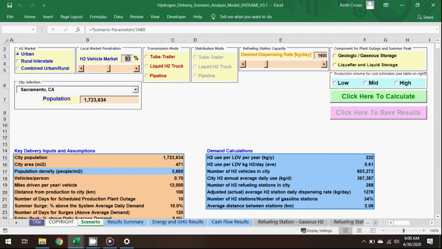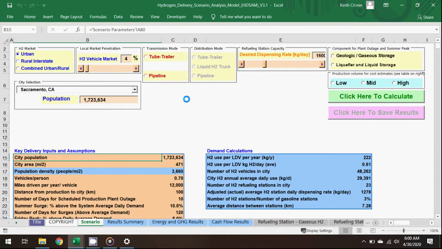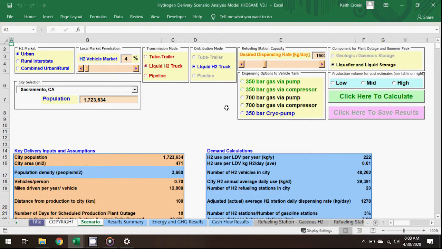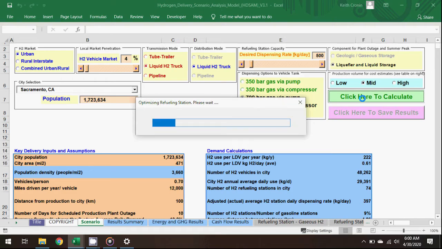I'll set the hydrogen vehicle market penetration at 4% and select the T&D modes to be liquid H2 truck. The dispensing rate will be 500 kilograms per day, and the dispensing option will be 700 bar gas via pump. Finally, I'll select mid for the production volume, and I'll click to run the model.